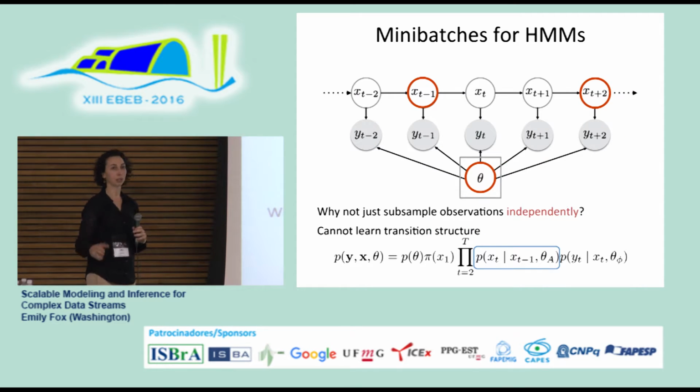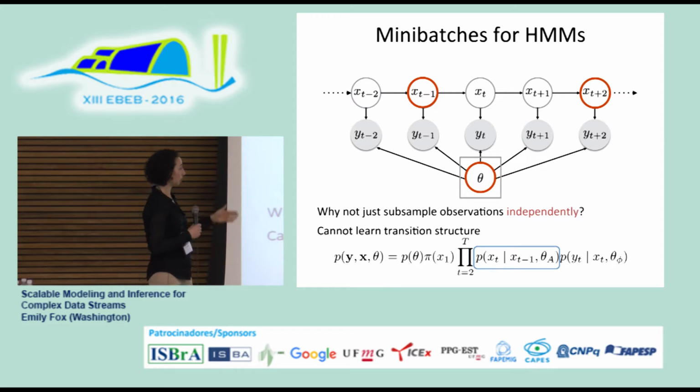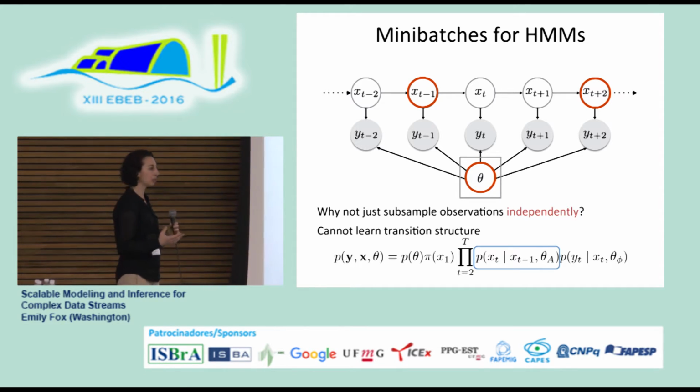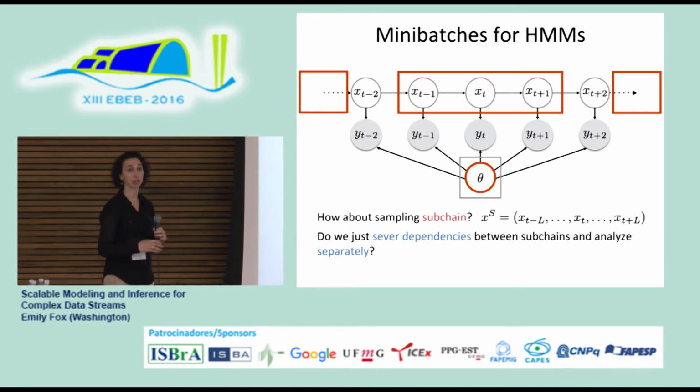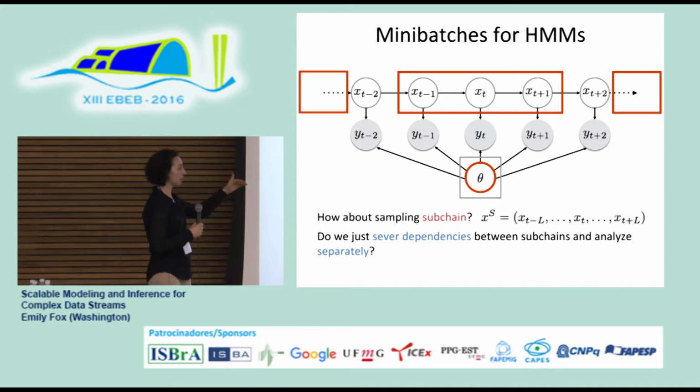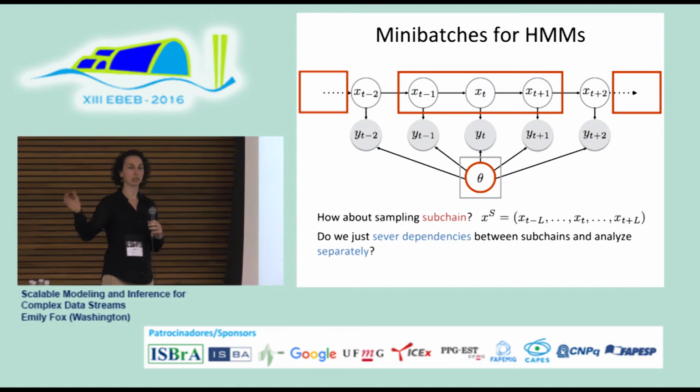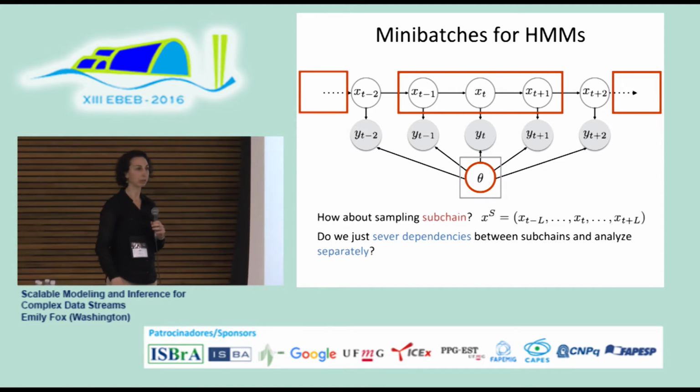So instead, let's think about just using mini-batch-based methods. The really vanilla approach is to subsample our observations and use those to update information about our global parameters. But of course, in this setting, if we just independently sample these observations, we're very unlikely to learn anything about our transition structure. So you might say, okay, I know how to handle this. I'm just going to subsample a chain of observations, this little subchain, and use this to update my global parameters. But the question is, do we just analyze these subchains completely independently, severing dependencies between them?